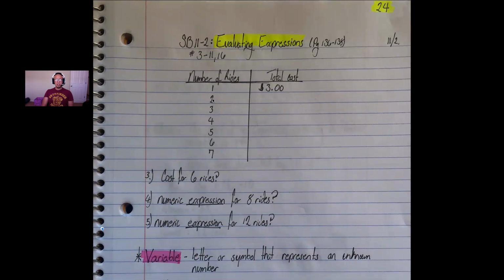So if you haven't copied it down yet, or if you missed something, please feel free to pause the video and continue. We're doing SB 11-2, Evaluating Expressions, being our 24th lesson, and we're doing numbers 3 through 11 and number 16.